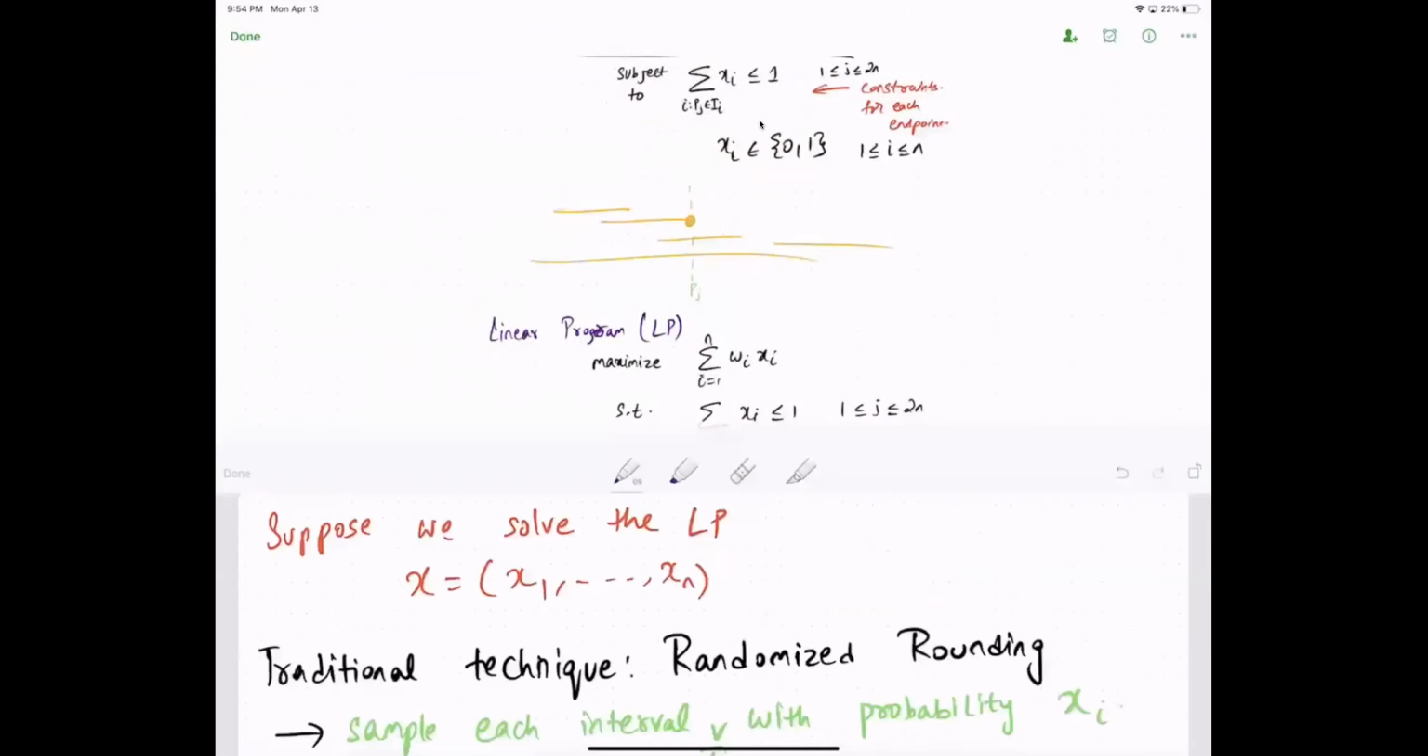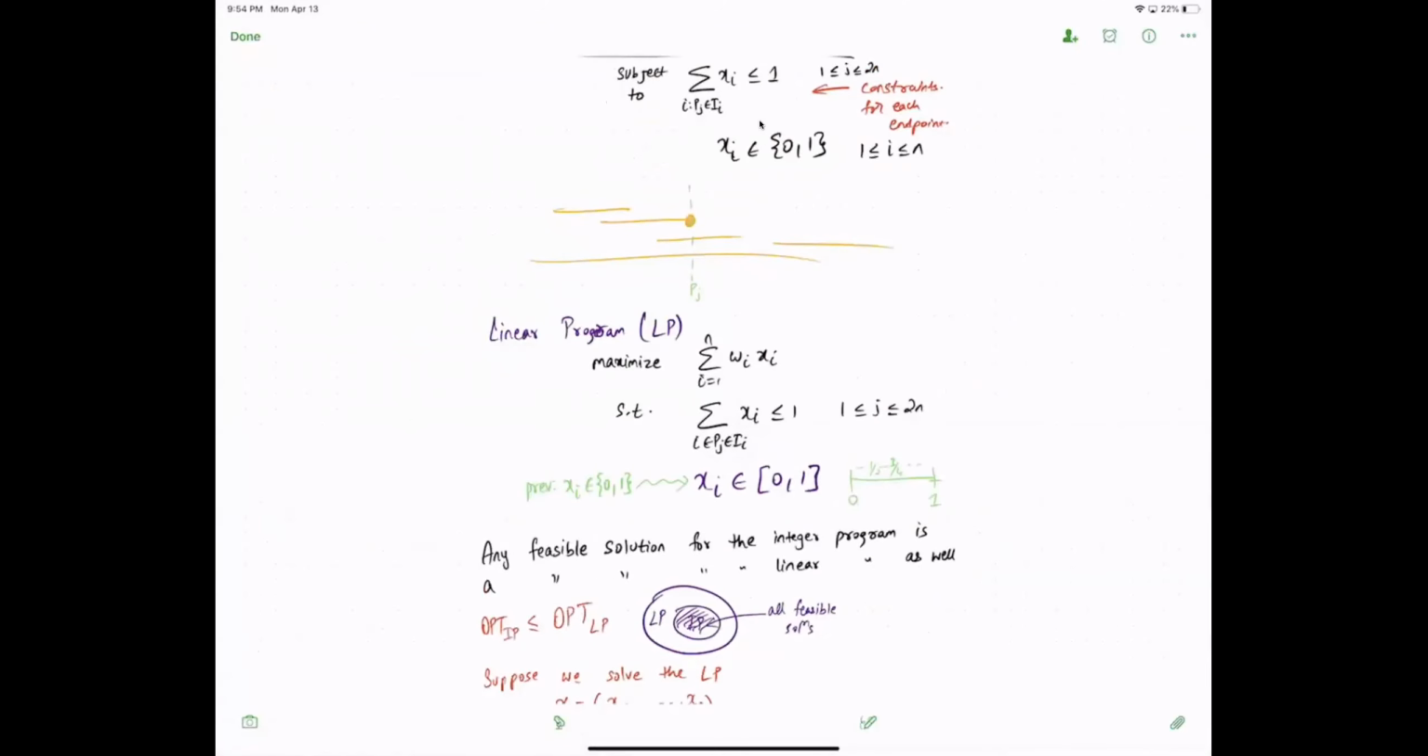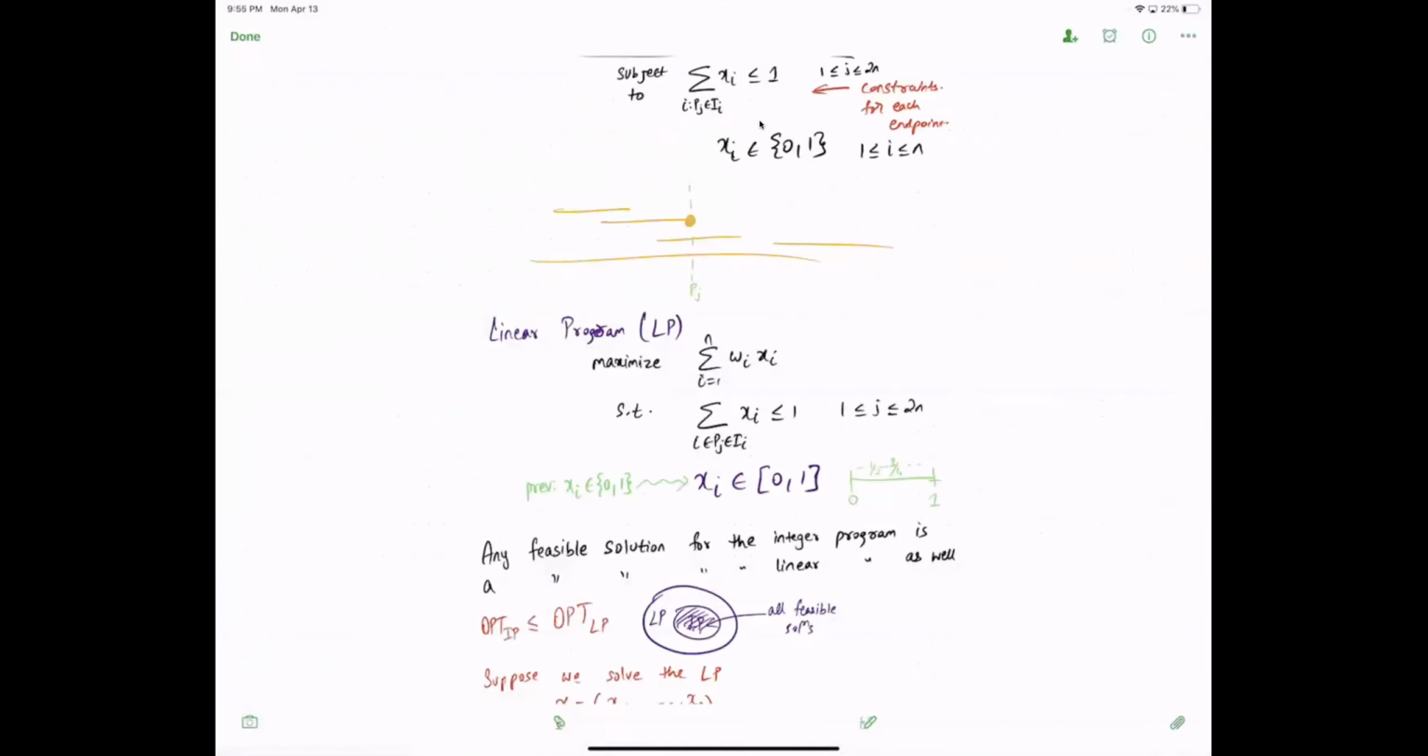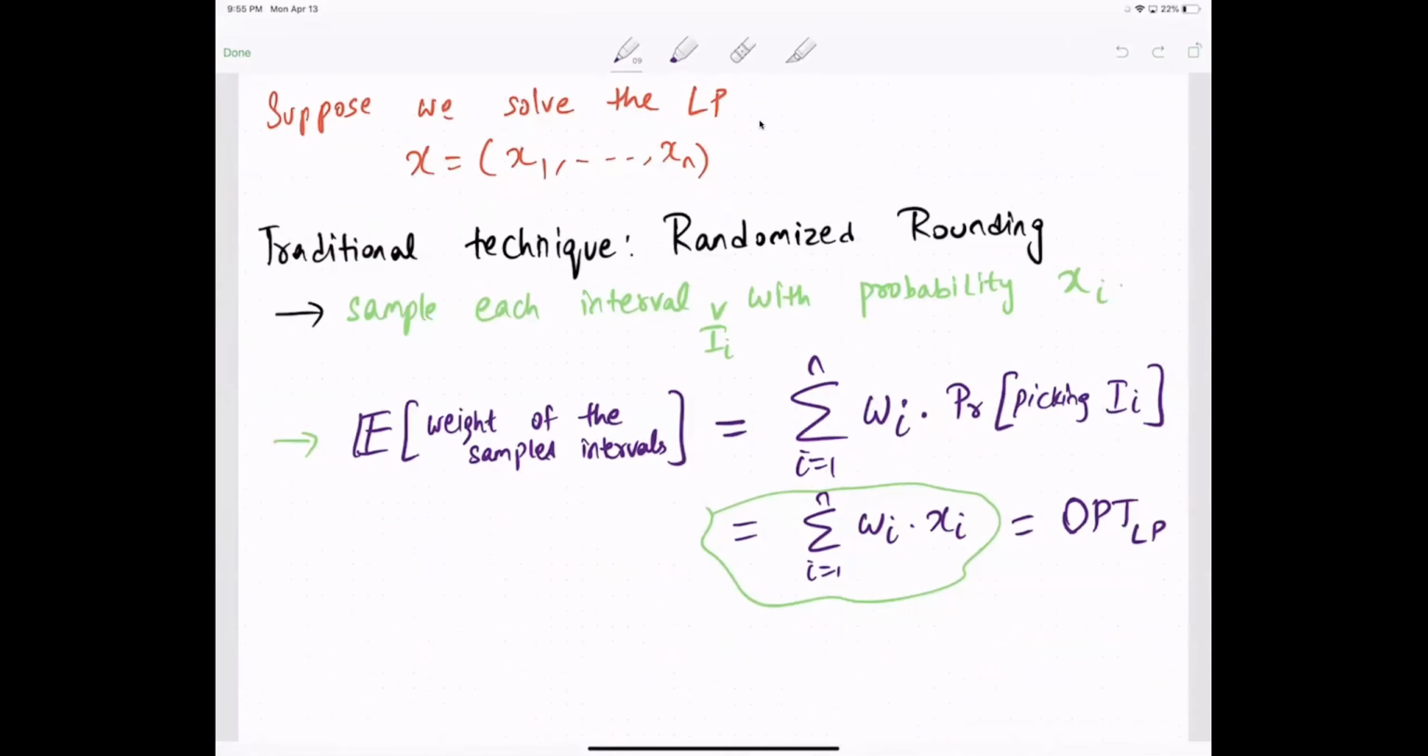Let's go back here. Let's look at the linear program, right? You see it here, right? Look at the objective function here. It's exactly what we are getting here, right?